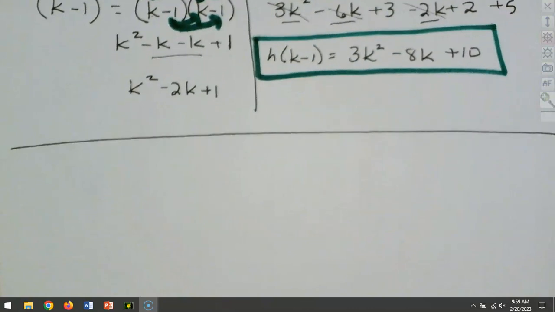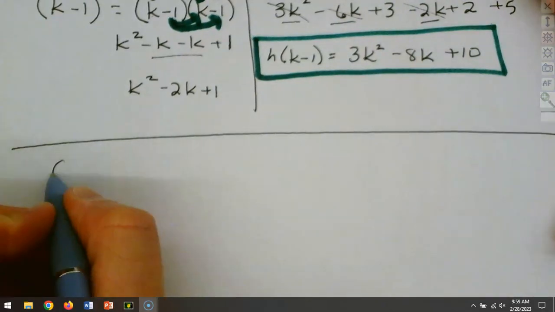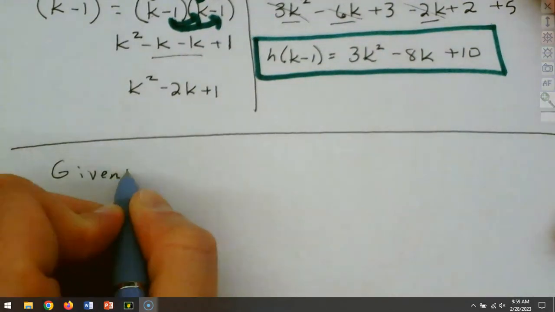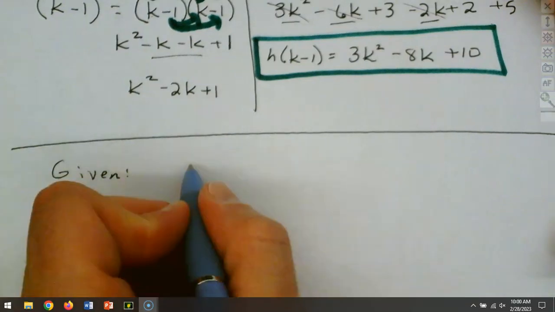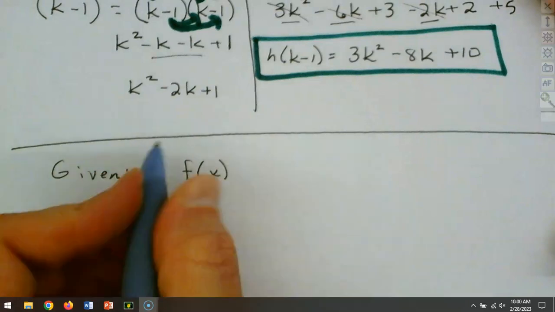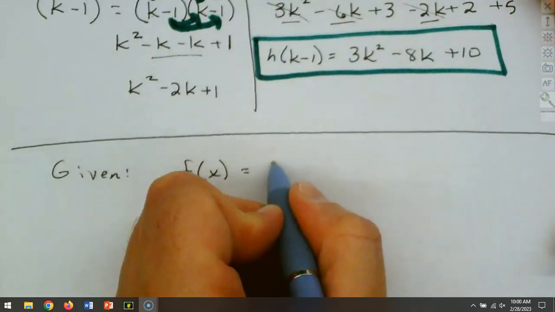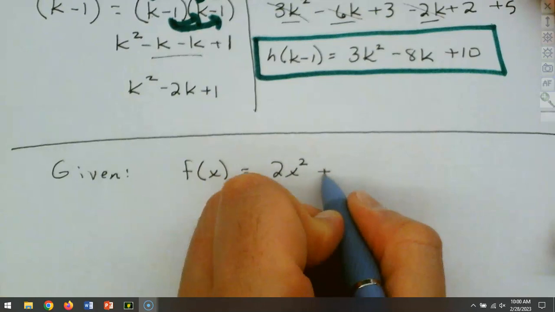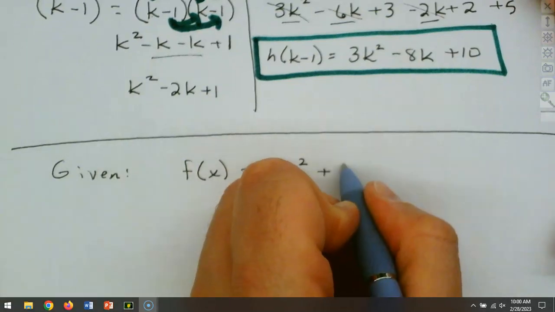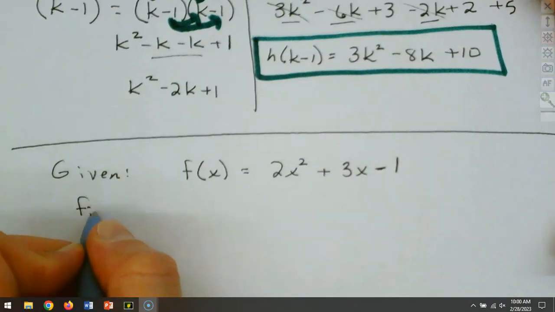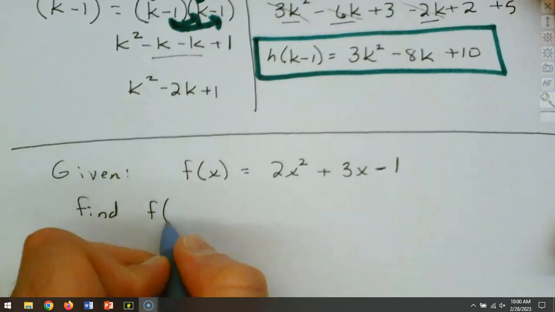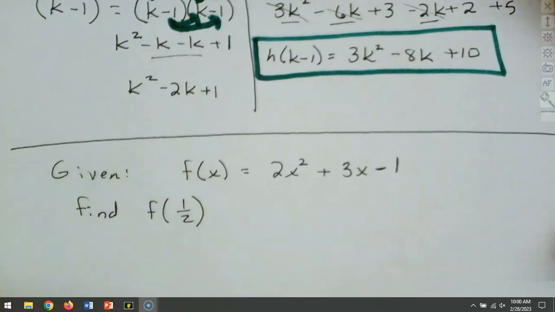We can also plug a fraction in. So let's try one of these where we have to work with a fraction. And this is like question number 1. They're just different numbers is all. So you're given your f of x to be 2x squared plus 3x minus 1. And I want you to find, how about f of 1/2?